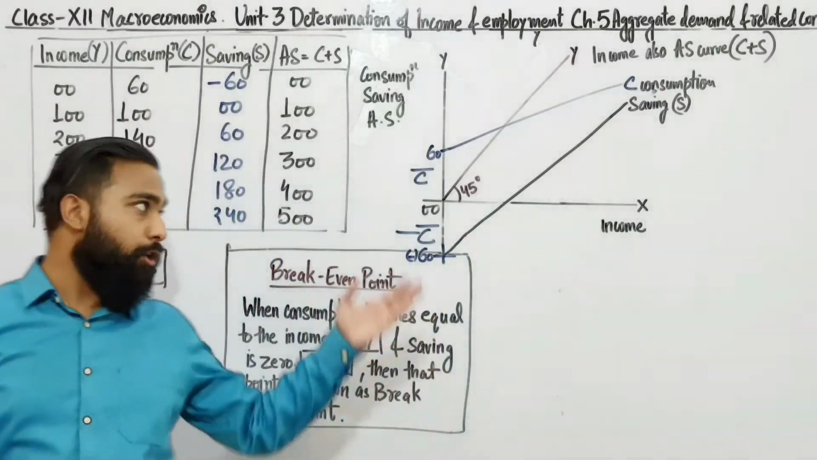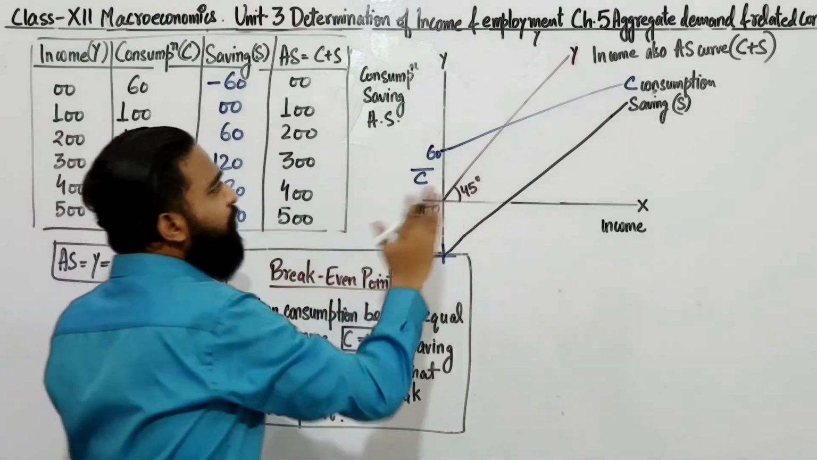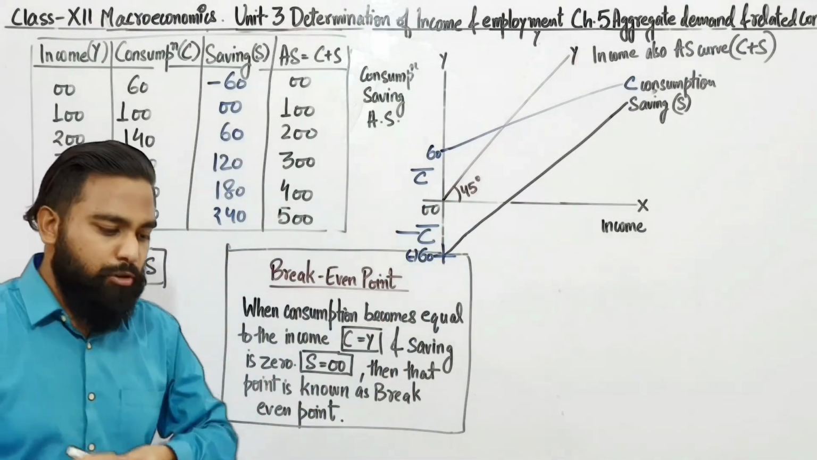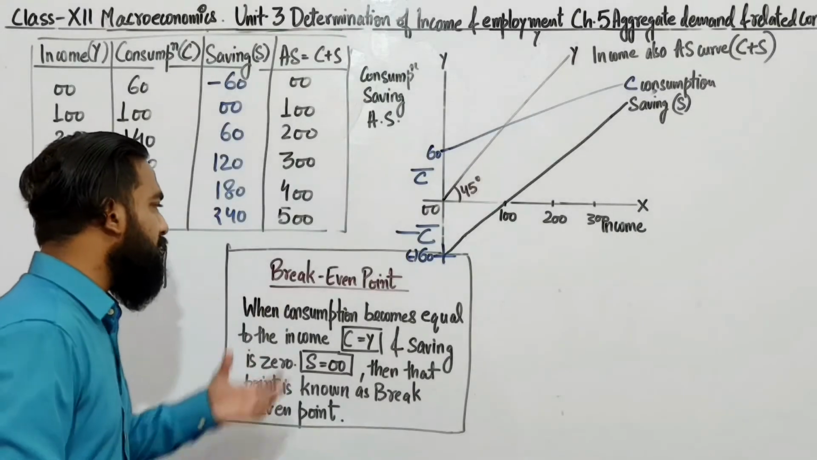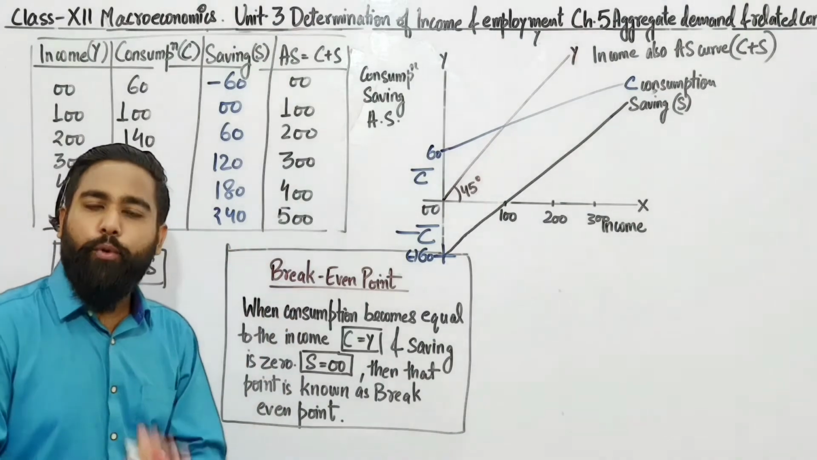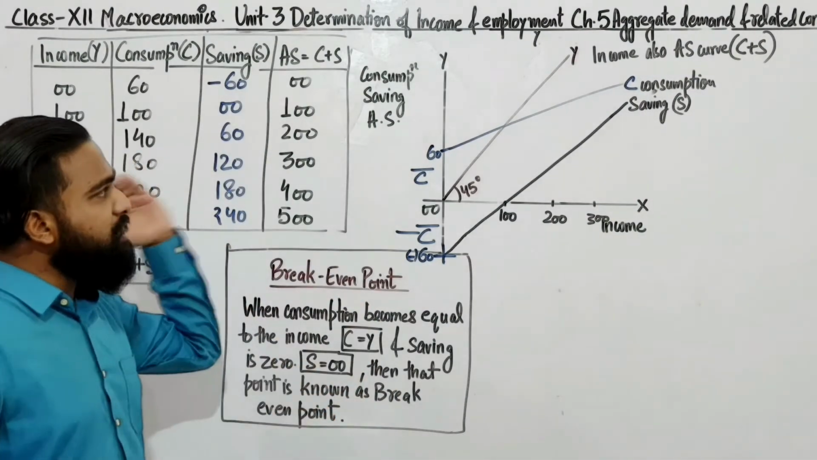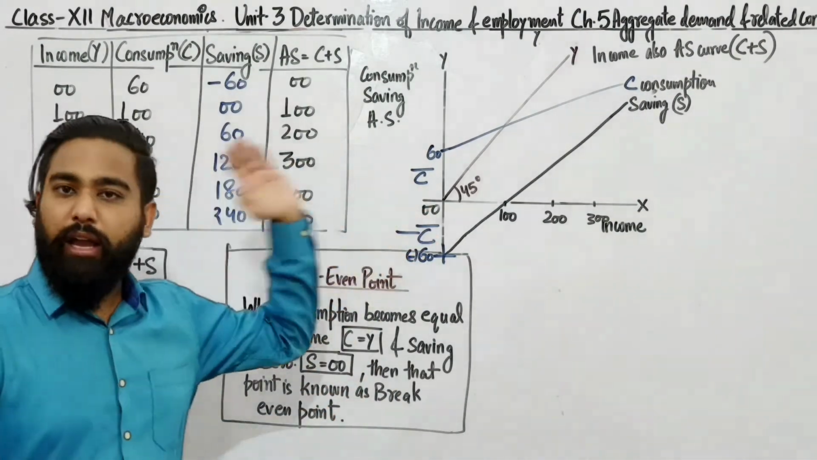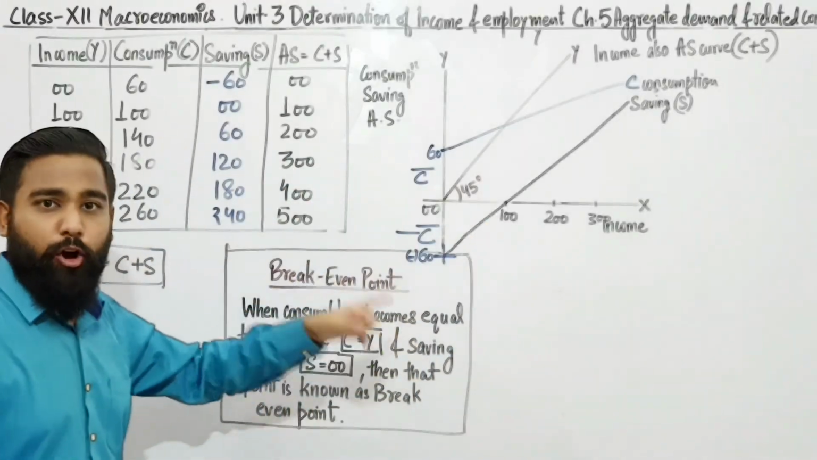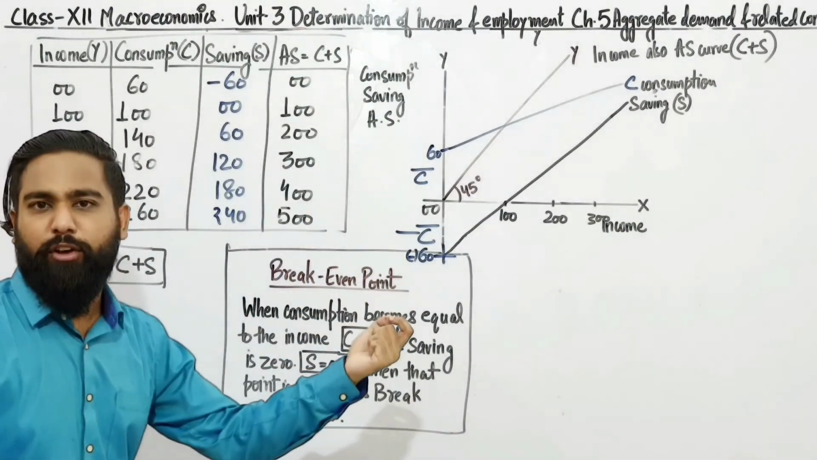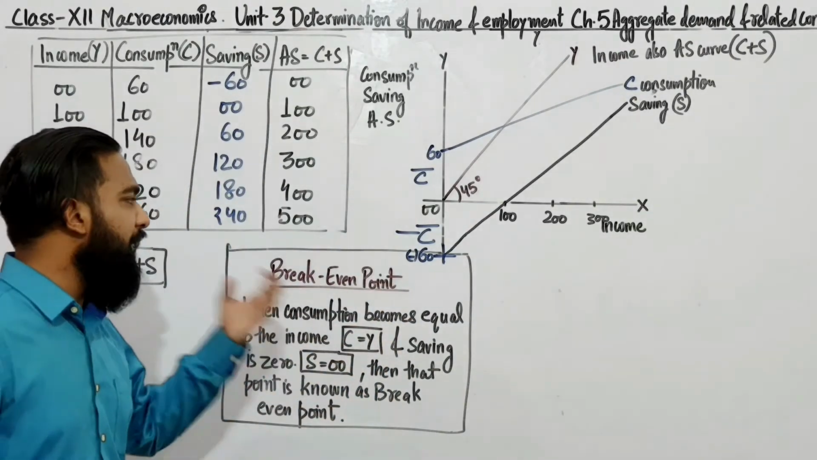Now students, I want you to draw this diagram and draw this schedule. Now, after drawing this, you need to understand a new topic which is break-even point. Students, let's understand the break-even point. Break-even point is a point where consumption is equal to the income, where the consumption curve and income curve intersect each other, and also at that level of income, the saving is zero, then that point will be break-even point.